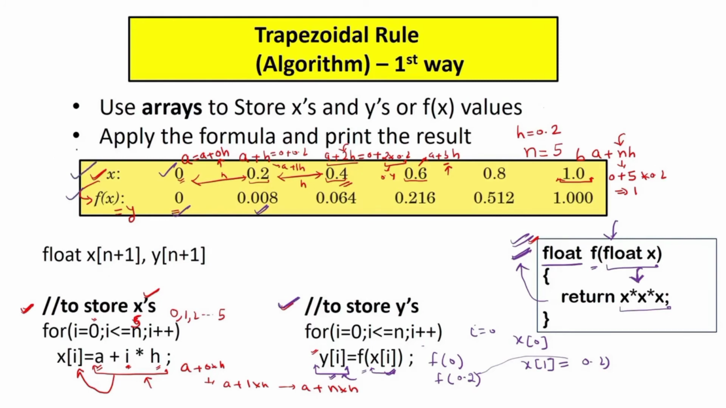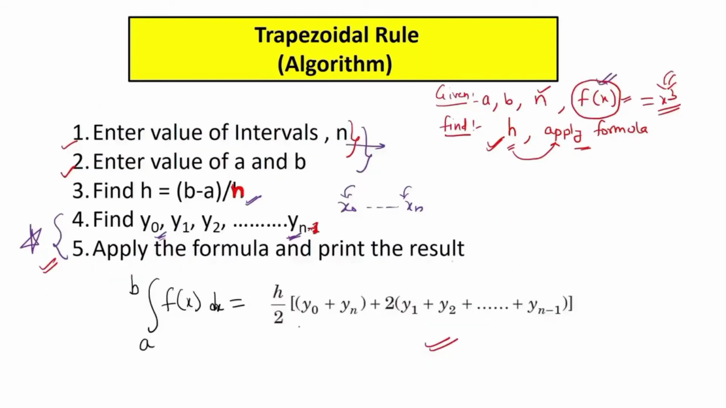Now the third thing is, we have to apply the formula and print the result. The formula is very simple. It is the addition of the first term and the last term. After that we can just add all the remaining values from y1 to yn minus 1. So in a single line you just add y0 plus yn. Then you can just use a loop to add all these values y1 plus y2 and so on.